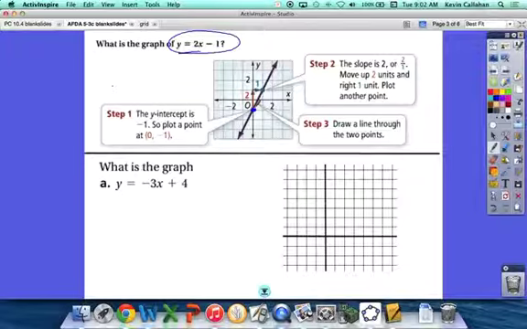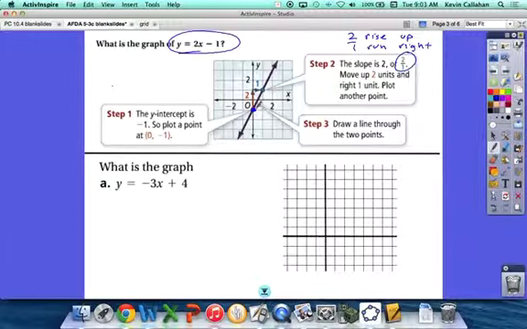Step 2, use the slope to find another point on the line. In this case, the slope is 2. But you need to know how much to go up and down and how much to go left and right. So if it doesn't have a denominator, you're going to have to turn it into something with a denominator. If 2/1 is the slope, that means the rise is 2 and the run is 1. You're going to go up 2, right 1.